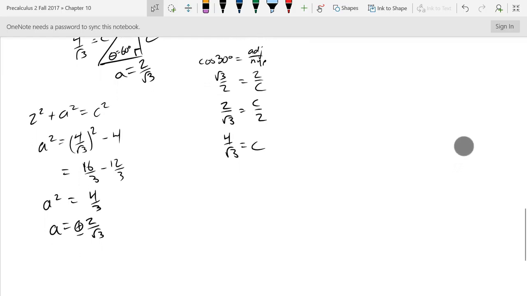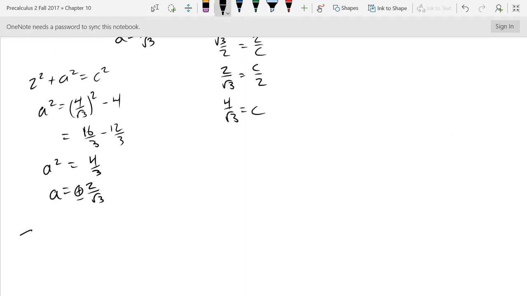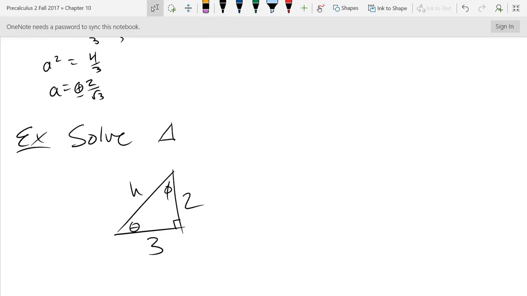So we're going to do one more solving of triangles. So you have 3 and 2 as your sides, and then we don't know h, we don't know theta or phi. So probably find h first, that might be the easiest, and then find the angles. And your angles are going to be a little bit ugly on this problem. You should be able to set them up without a problem, though.